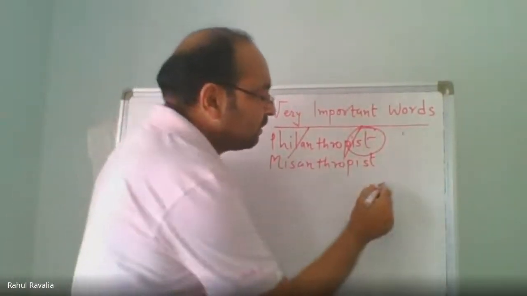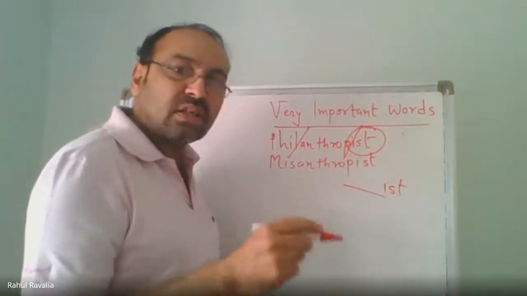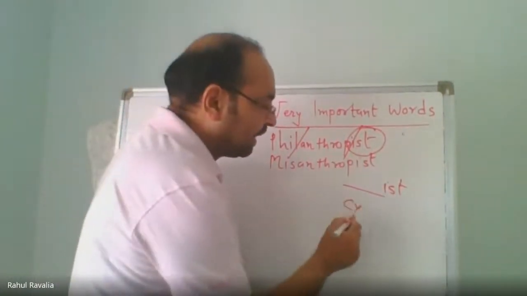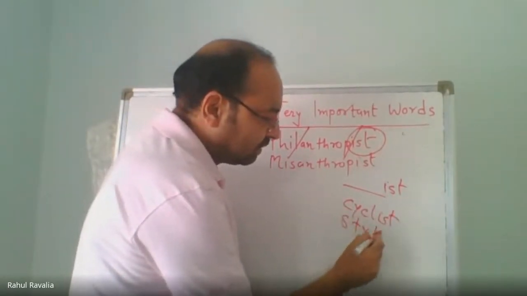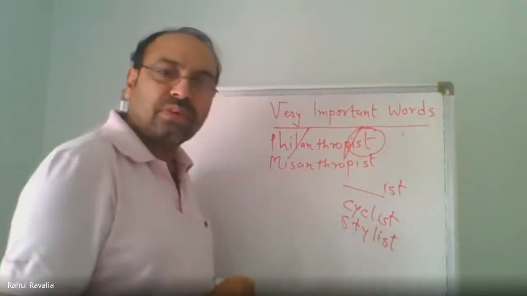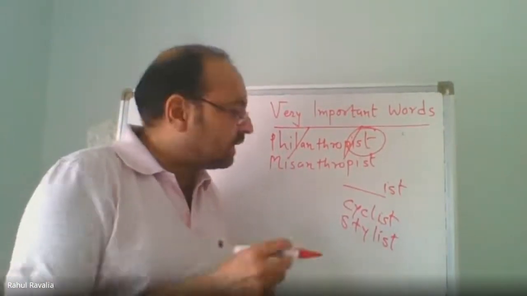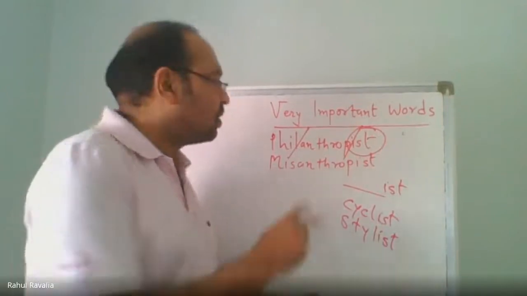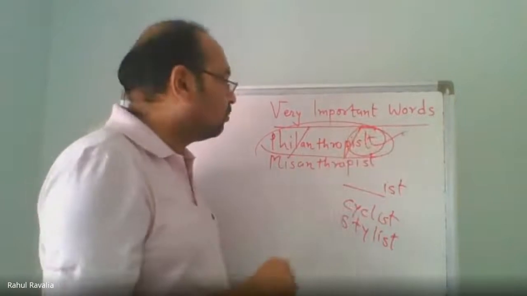Now, what is IST? Whenever you find IST, generally it makes the word a person noun. For example, cycle and cyclist, style and stylist. So whenever there is IST, you have to understand that it must be a person noun. So philanthropist is a person noun, because there is the IST morpheme.